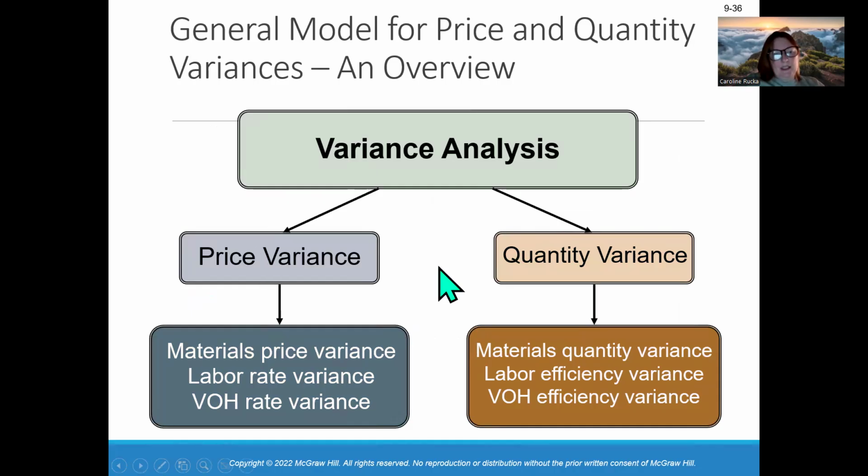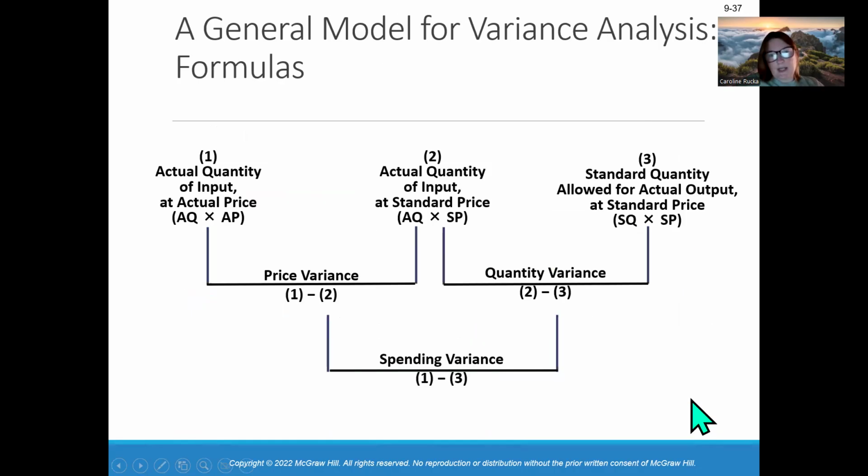So again, price variance includes the materials price variance, the labor rate variance, and the VOH rate variance. Quantity variance includes the materials quantity variance, the labor efficiency variance, and the VOH efficiency variance. Now, this is the general model of how we compare these three different items.